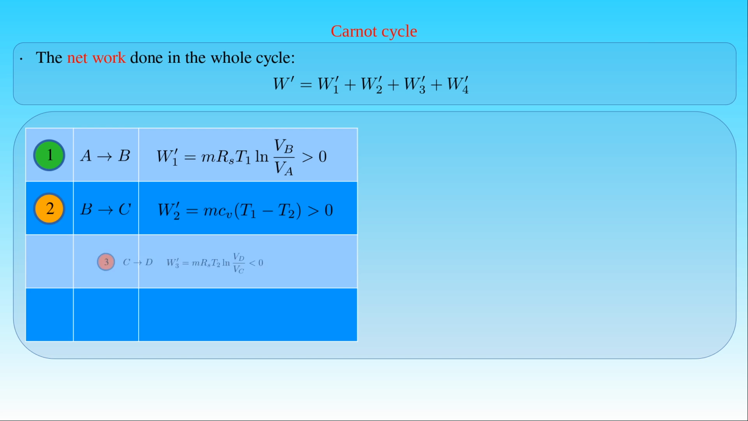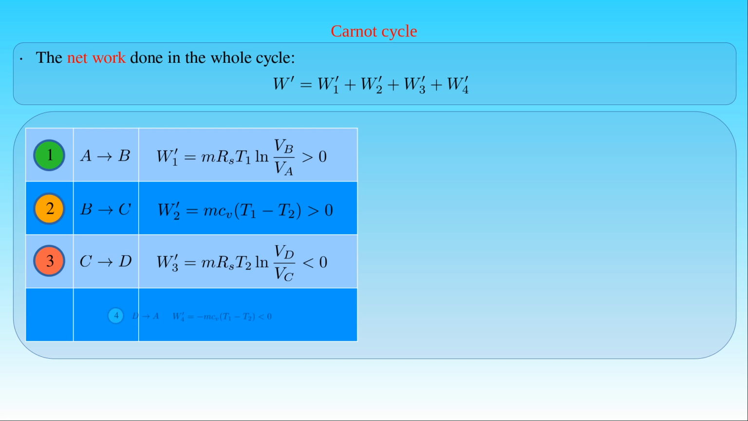In the third process, where the gas is brought from the state C to the state D in an isothermal compression at the absolute temperature T2, the work W'3 is equal to the mass m of the gas, times its specific gas constant Rs, times its absolute temperature T2, times the natural logarithm of the ratio of its final volume Vd to its initial volume Vc. Since the gas undergoes a compression, the work W'3 done by the gas is negative.